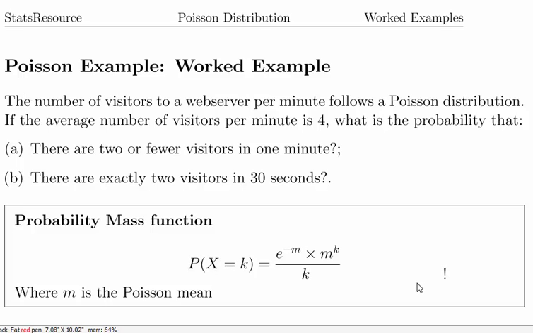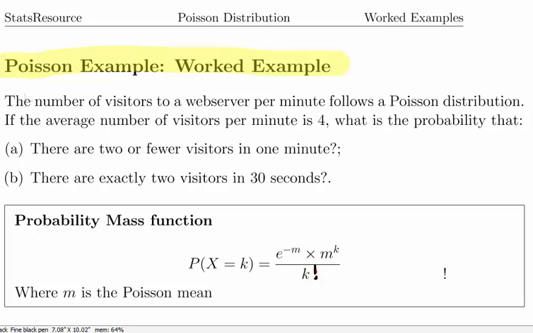Okay, in this presentation we are going to look at a quick worked example of the Poisson distribution. I won't spend that much time on this one. Just a quick remark to say that the probability mass function is written below, and this typesetting thing does not like exclamation marks, so it's actually k factorial.